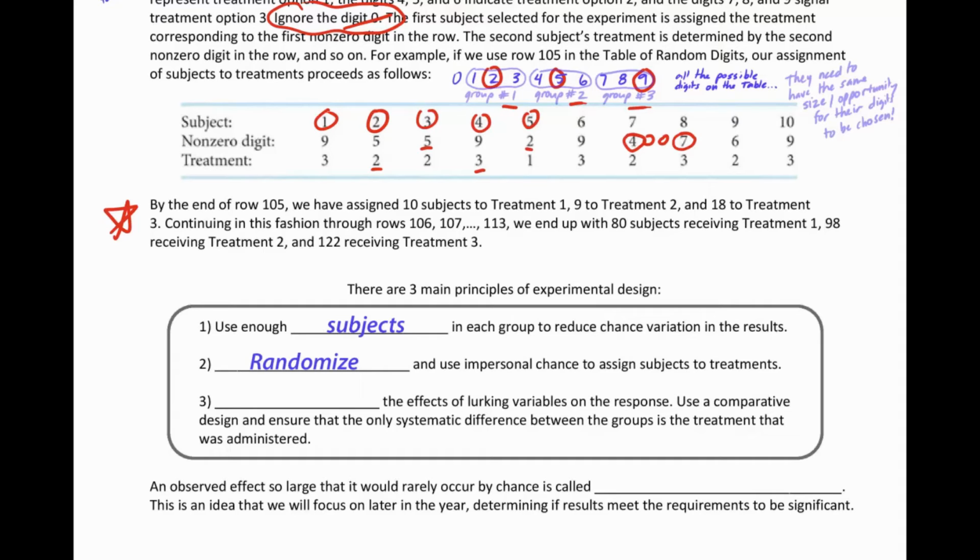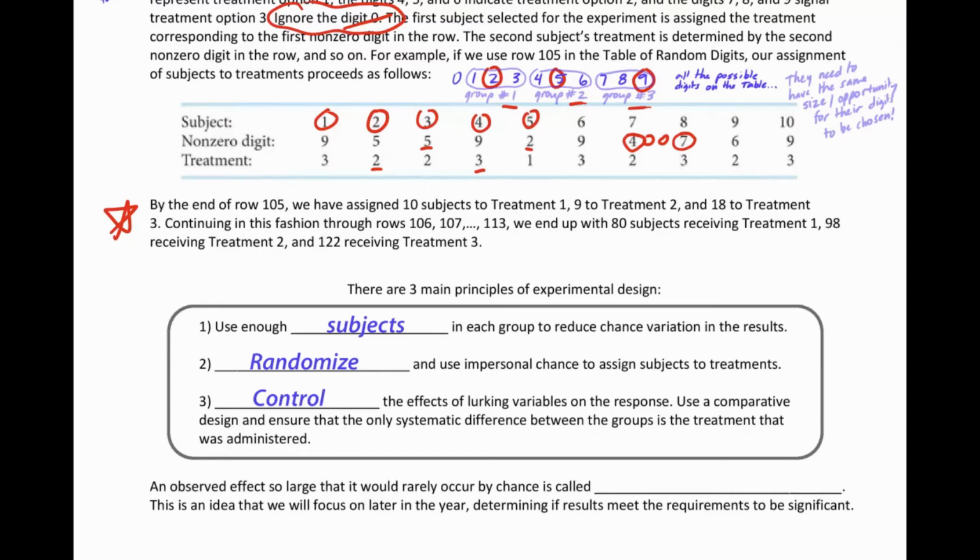The third thing, control the effects of lurking variables on the response. So make sure that you're using a comparative design, meaning multiple tracks, usually with a control, and ensure that the only difference is kind of this systematic change that hopefully isolates the treatment or the variable you're interested in. That's what good experiments will do.